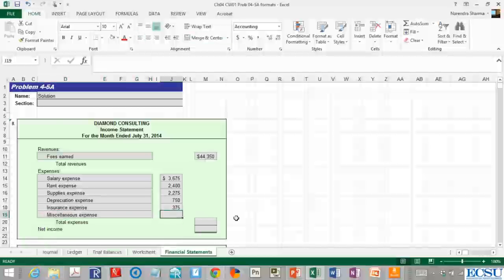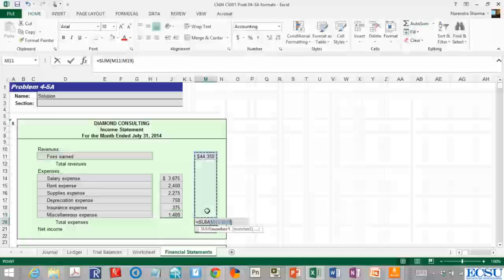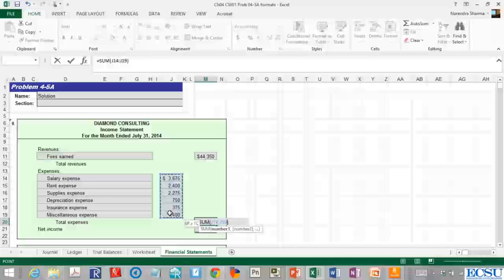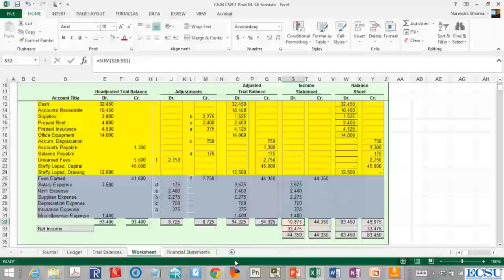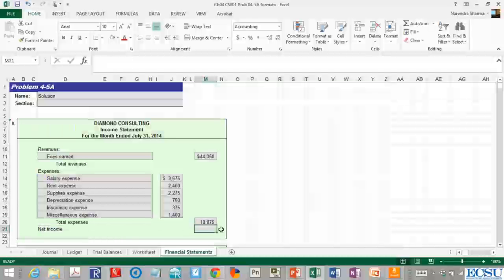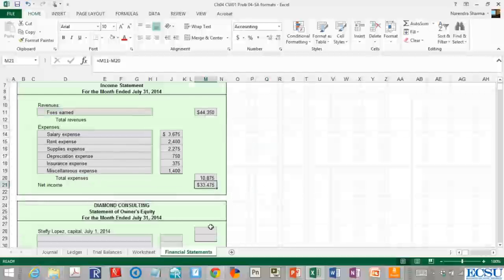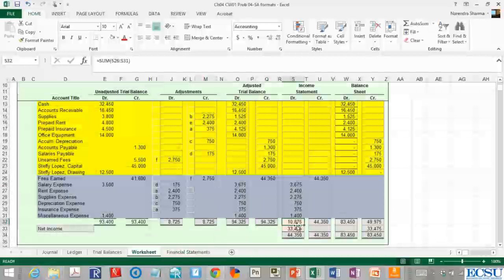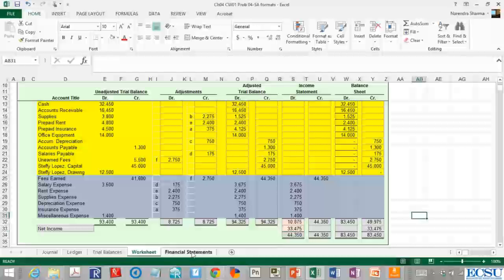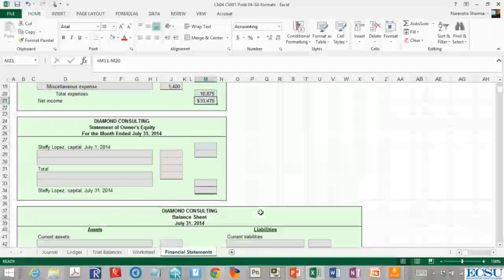Miscellaneous expense was 1400. And we already know our total expense was 10,875, because in the worksheet we had calculated these as the total expense. So 10,875. Therefore, your net income is 44,350 minus 10,875 will be 33,475. We have already calculated that in the worksheet, so we know that is the correct net income.